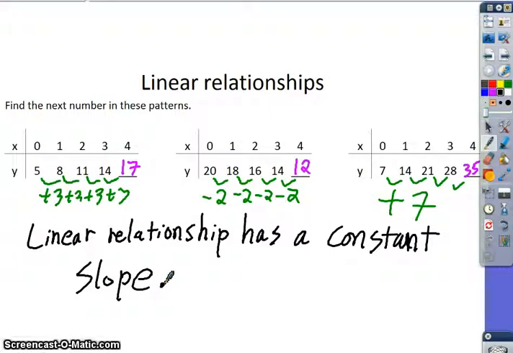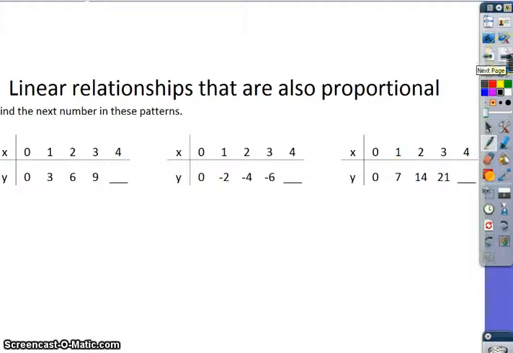At the bottom, so this guy is 12, this guy is negative 8, and this guy is 28. Thank you. So this is two things. It's linear.